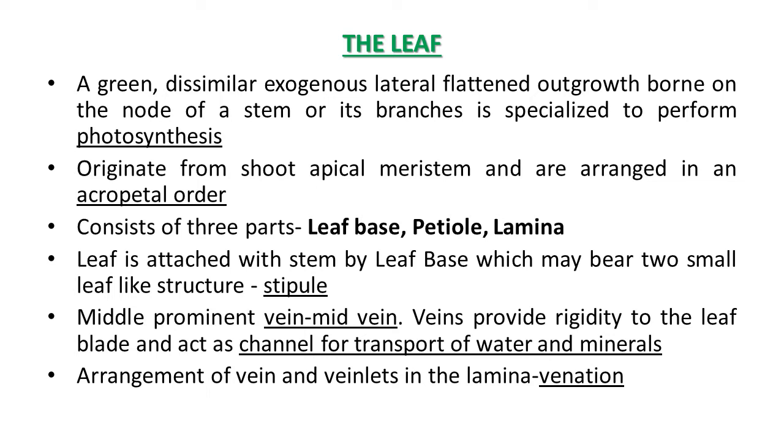As we know very well, photosynthesis takes place in the presence of sunlight in green leaves, and carbohydrate or food is formed through this process. That's why the leaf is a very important organ in the plant. It's a part of the shoot system in the plant, originated from the shoot apical meristem.